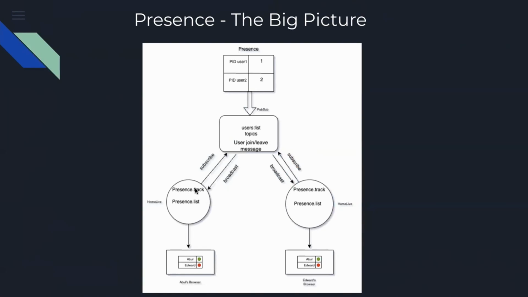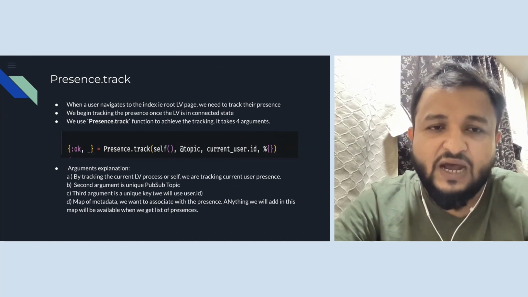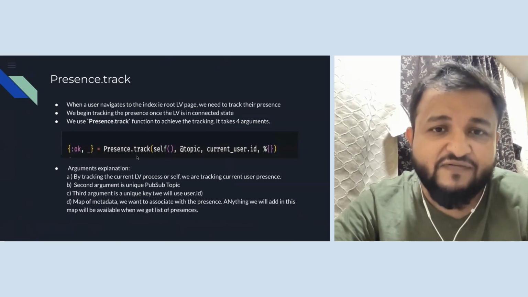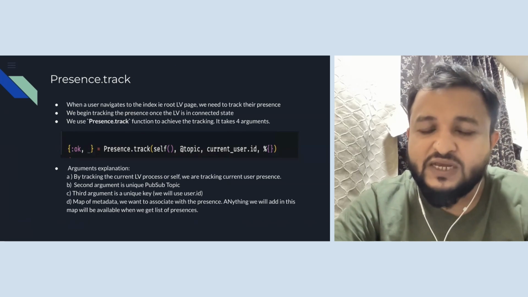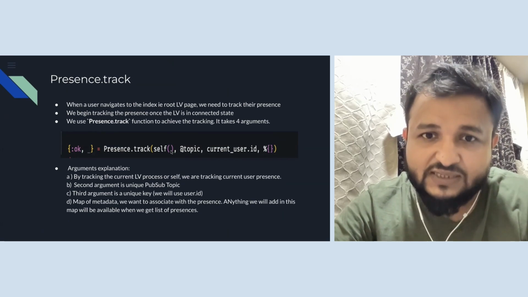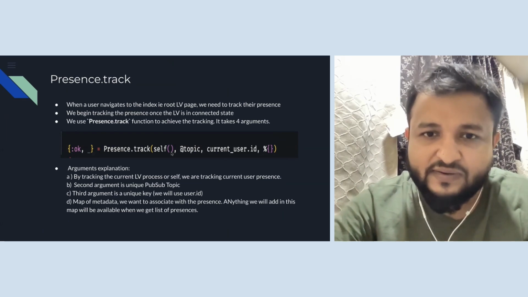All right, in this slide, I have told you that Presence.track tells the Presence process about the user who has logged in. So how does this track work? When we navigate to the root page, we need to track the presence of that user. So we have to notify the Presence process using this Presence.track function and pass some data to it. We first pass self, or the Presence module we are talking about, the Presence process, saying that in this process something has happened, so please keep track of it.